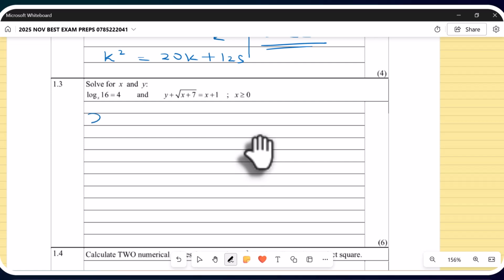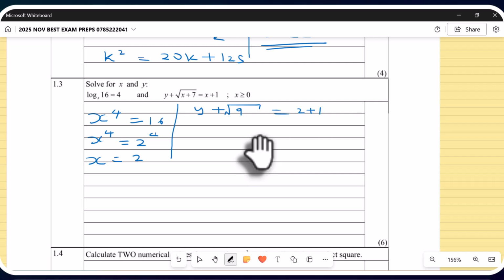Don't worry, guys. They say here calculate the two numerical values of p so that this one is a perfect square. So what do we do here? I'm going to say x squared, open brackets, 2px, then 7p, and then plus 8. So to become a perfect square, let me just equate it to 0.